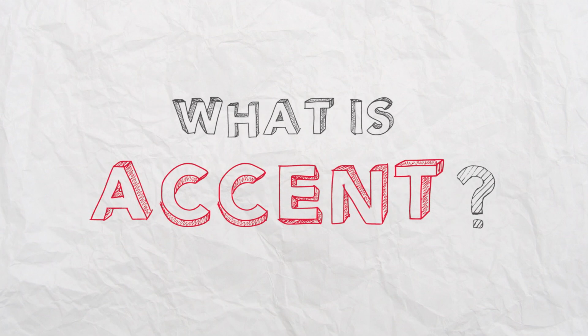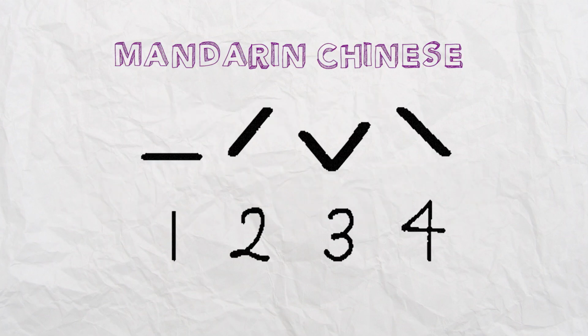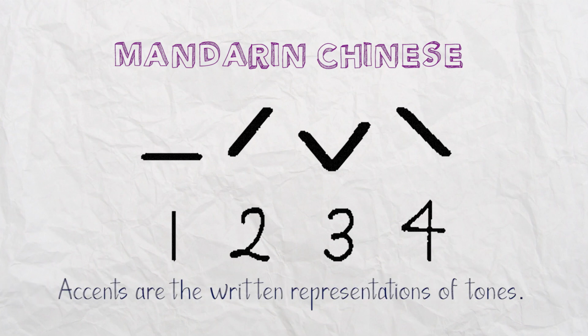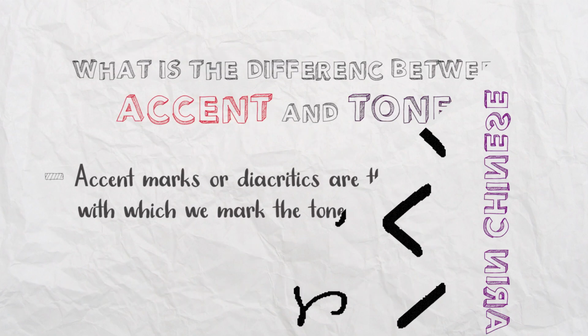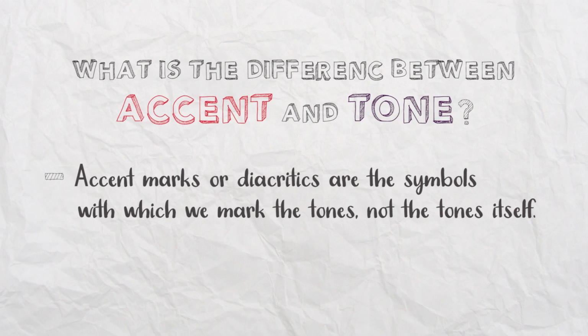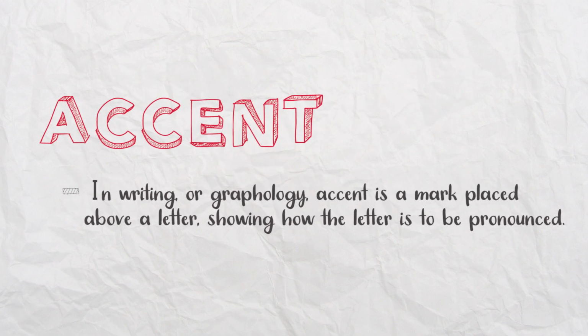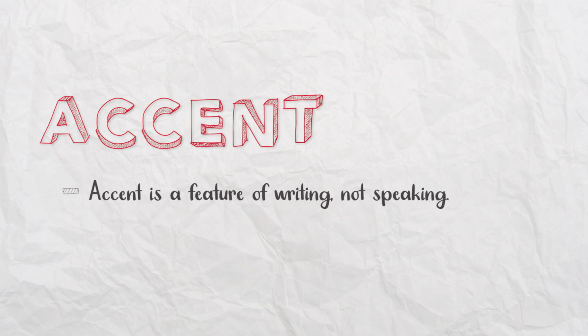This brings us to the discussion of accent. You see in the pictures that I showed you of the tones in Mandarin, in each case you have used an accent mark to write the tone. So if you're confused about the distinction between tone and accent, you now know that you can use accents to write tones, or in other words, accents would be the written representation of tones. In writing or graphology, accent is a mark placed above a letter, showing how the letter is to be pronounced. In this sense, accent is a feature of writing, not speaking. Accents are a type of diacritic.